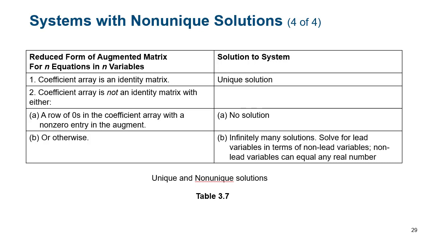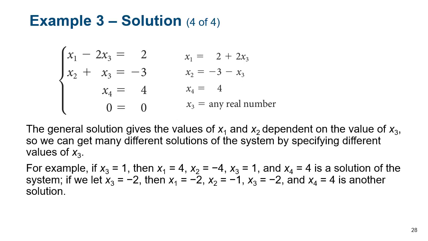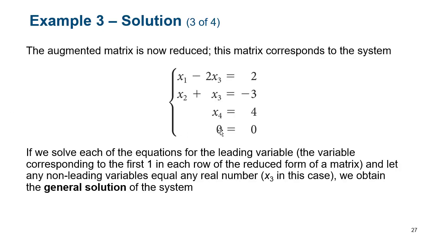However, if we have a row of zeros in the coefficient array with a non-zero entry in the augmented column, then in the case of this previous example, if we came down here and this was all zeros and this was anything other than 0, like a 1, a 2, a negative 3, a 5, whatever it is, it basically says 0x1 plus 0x2 plus 0x3 plus 0x4 equals negative 5. And you go, well, that's impossible.